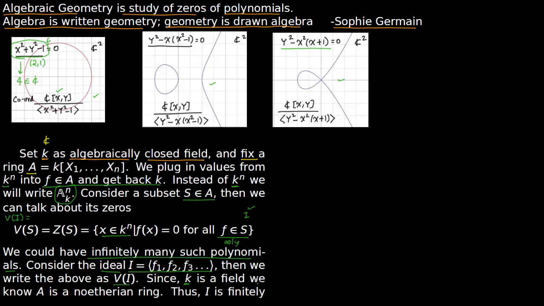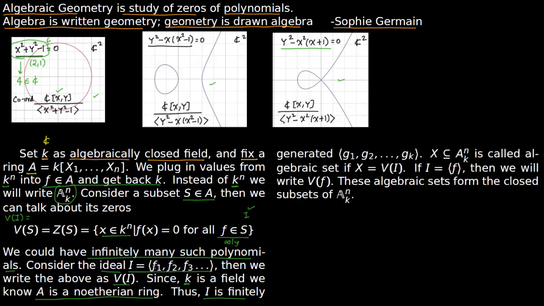Now since K is a field, we know A is a Noetherian ring. Since A is a Noetherian ring, any ideal of it is finitely generated, and so this ideal I, which is generated by infinitely many polynomials, is actually generated by a finite set. So it's generated by finitely many polynomials g1, g2, all the way to say gk.